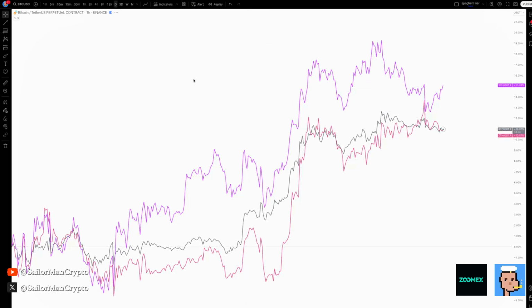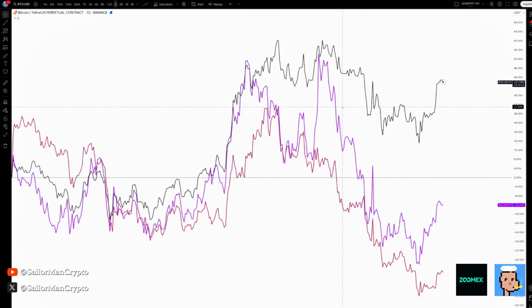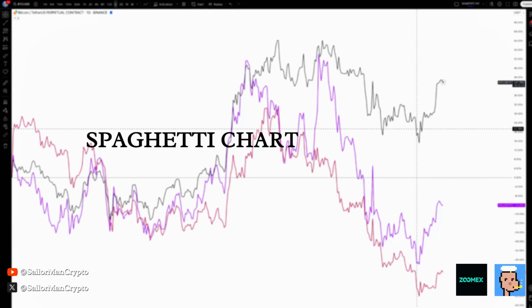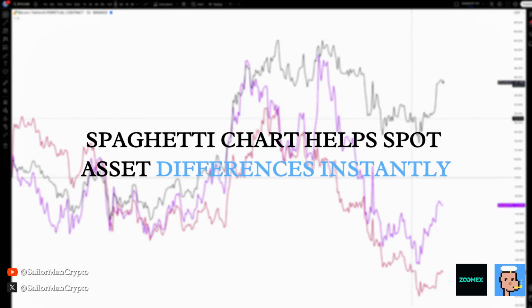You can change time frame. Now if we check on the daily, you can clearly see that on the high time frame, both Solana and Ethereum underperform Bitcoin. So Bitcoin in this period of time is up 41%, while Solana is down 12% and Ethereum is down 41%. So it's super quick to see and spot the difference, and you can play with the time frame.